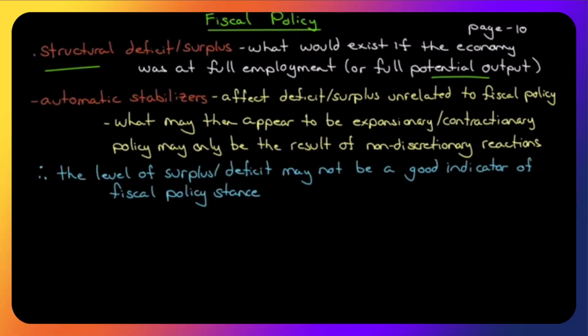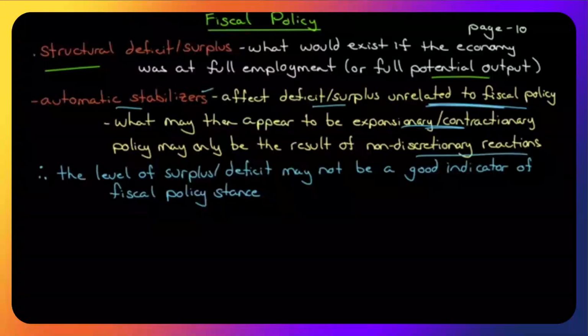Hopefully, if you're at full employment or potential output, there is no need to run deficits. You're probably, hopefully, running a neutral budget, which means a balanced budget. Recall we introduced the term automatic stabilizers. They'll affect the deficit or surplus unrelated to fiscal policy. So what may appear to be expansionary or contractionary, based on what automatic stabilizers would create, may only be the result of non-discretionary reactions.